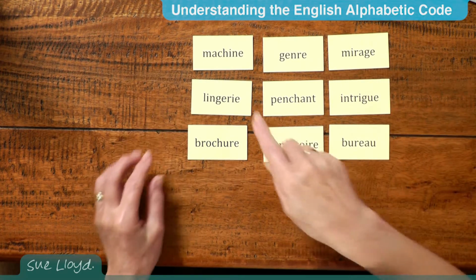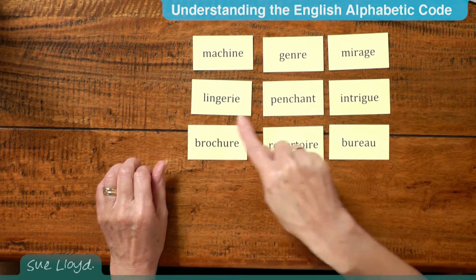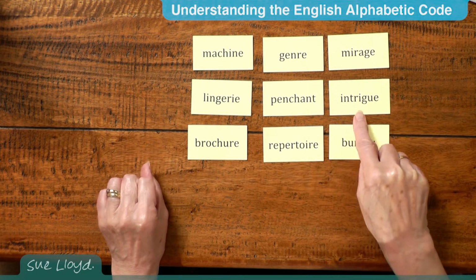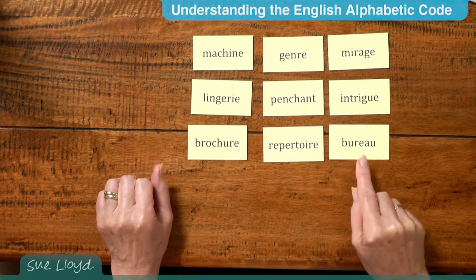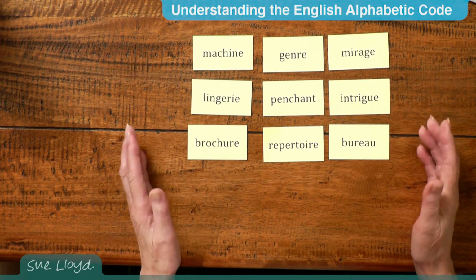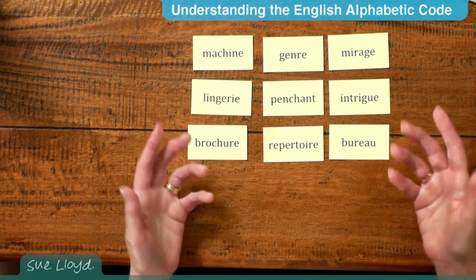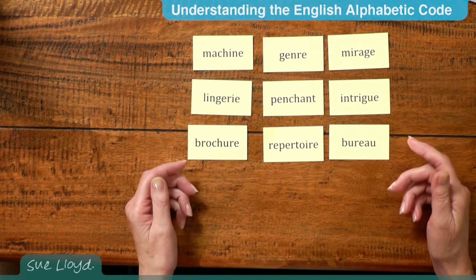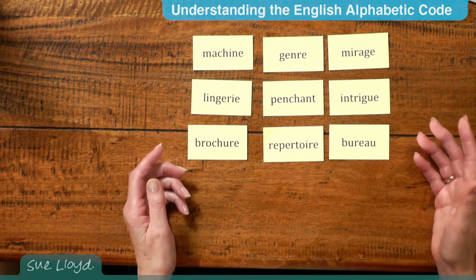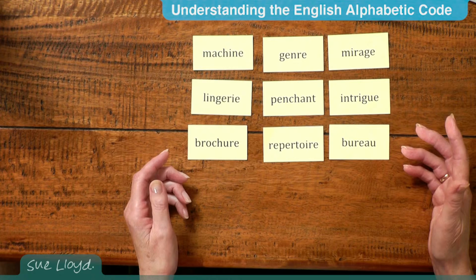For example, these English words have a French derivation. Here we've got machine, genre, mirage, lingerie, penchant, intrigue, brochure, repertoire, bureau. Their spellings are more unusual, and we tend to find them more difficult to spell, which is why these words are left until later on in the teaching.